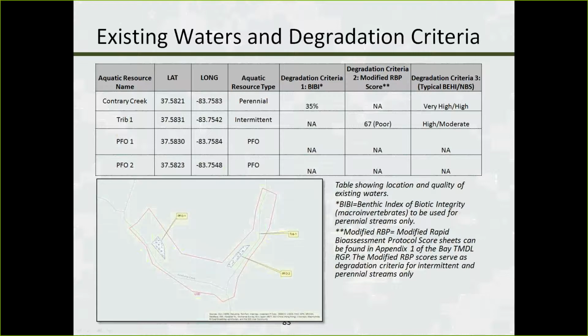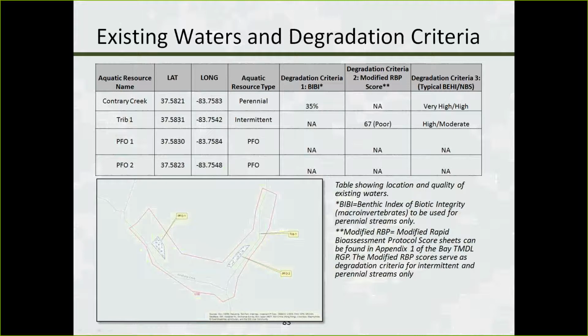Next, we need to determine if our streams meet the degradation criteria. In order to ensure that impacts to the aquatic environment are indeed minimal, the RGP only authorizes impacts in degraded waters. Perennial streams must have a BIBI, benthic index of biotic integrity, score of 50% or worse. Intermittent or ephemeral streams must have a modified rapid bioassessment protocol score of marginal or worse.